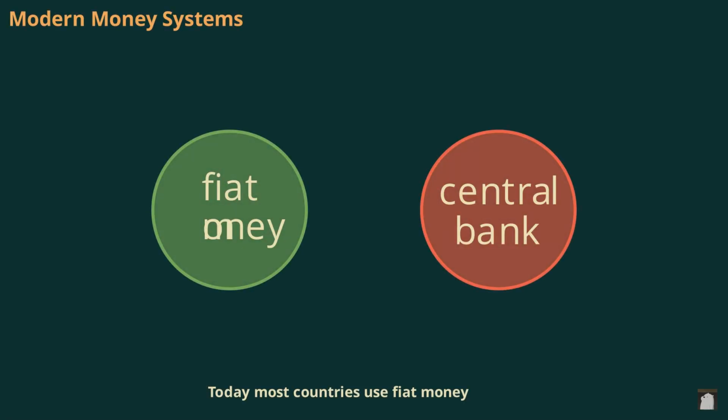Today, most countries use fiat money. This means money isn't backed by gold or silver but by the trust people have in their government and economy. Central banks control the supply of money, helping to keep economies stable and growing.